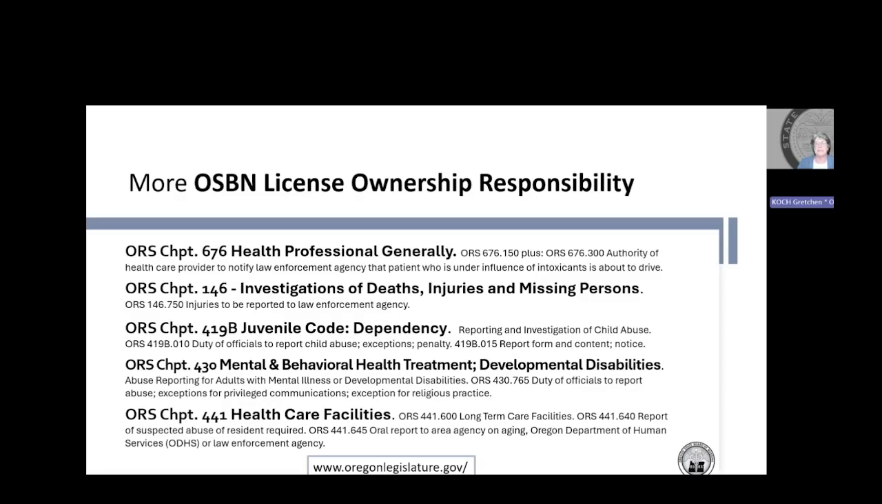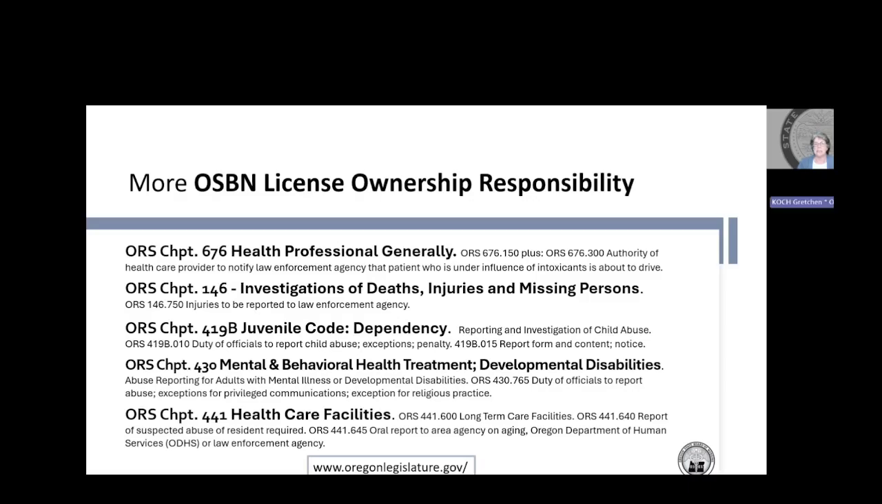Reporting responsibilities specific to settings and situations include more Chapter 676 statutes. And this is for the healthcare provider providing emergency care in a healthcare facility. The statute identifies reporting to law enforcement of a person believed to be under the influence of intoxicants and about to drive a motor vehicle. A Chapter 146 statute establishes the responsibility of a specific list of healthcare providers, RN included, to report to law enforcement when they have reasonable cause to believe that a person brought before them for examination, care, or treatment has had injury inflicted other than by accidental means.